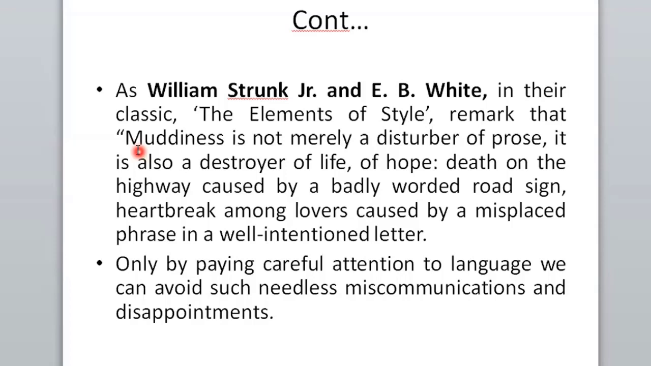By paying careful attention to the language on a badly worded road sign, and by giving attention to misplaced phrases in well-intentioned letters, we can make it clear and avoid these negative effects, the heartbreak of lovers and casualties on the roads. So becoming clear about an issue or a fact is a preliminary requisite. We have said this: the first standard of critical thinking as an intellectual is becoming clear about the issue.